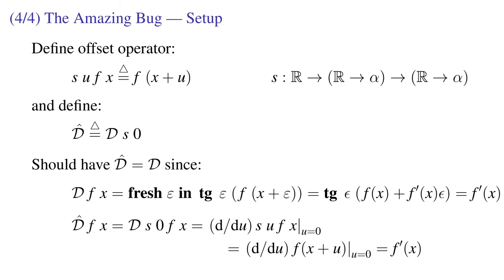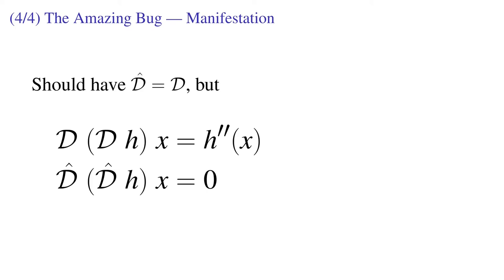If we look at D of f at x, we expand things out, turn the crank, and we get f prime of x. Similarly, if we take D hat of f at x, we expand out the definition of D hat, turn the crank, and we get f prime of x. So we should have D hat equals D. But if we use them in a nested fashion, D is operating correctly on a scalar function h, and takes a second derivative. But D hat gives us a constant function 0 when used in this nested fashion.